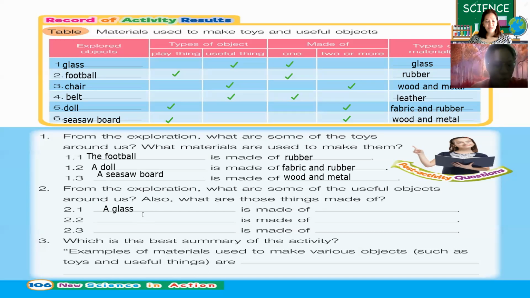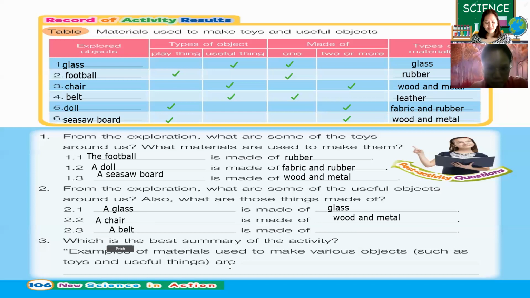Next, number 2 is a chair. It's made of wood and metal. And number 3, we have a belt. It's made of leather.